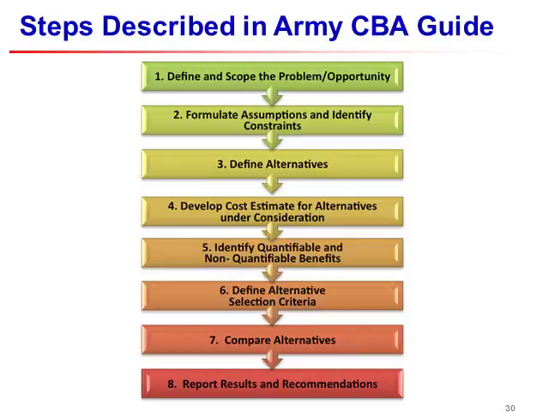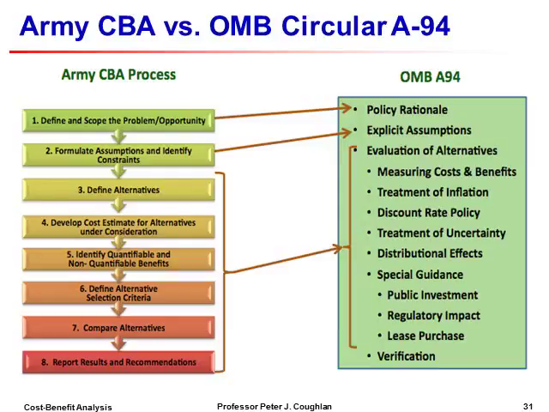But before going through those steps in detail, I want to point out the parallels between this approach to decision making and others. For example, the OMB A94 circular talks about the steps in cost-benefit analysis: policy rationale, explicit assumptions, evaluation of alternatives, verification. You can see where these match up with the steps of the Army CBA process. The policy rationale is very similar to defining and scoping the problem or opportunity. Each talks about the assumptions, and each talks about how you actually evaluate the alternatives. So again, there's a parallel. We could be doing this discussion by going through the OMB process, and we would essentially say the same things.